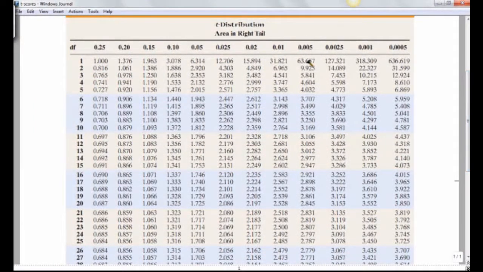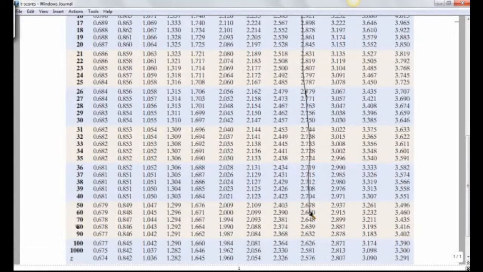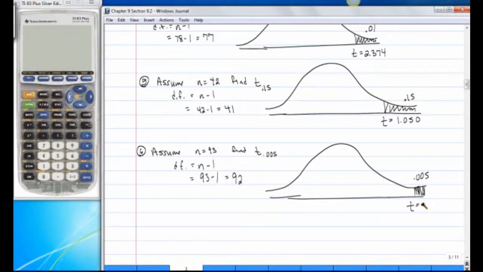0.005 is here. 92 is closer to 90 than 100. So we're going to use 2.632. Being able to find the critical t-score is a very important part of the problem, and it is one of the only parts that will be new. So if you have any problems with these, please don't hesitate to contact me.